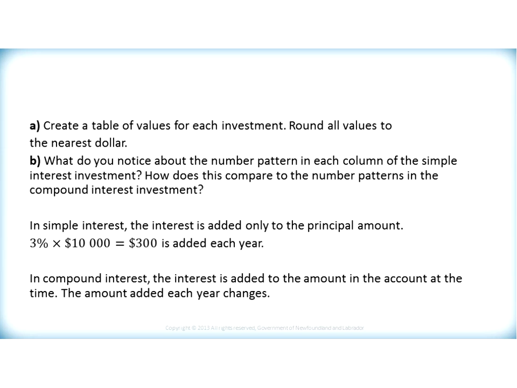In compound interest, it's a little different. The interest is added to the amount in the account at the time. So as more money is added to the account, the amount of interest that's paid out is going to be a little bit more. So the amount added actually changes each year.